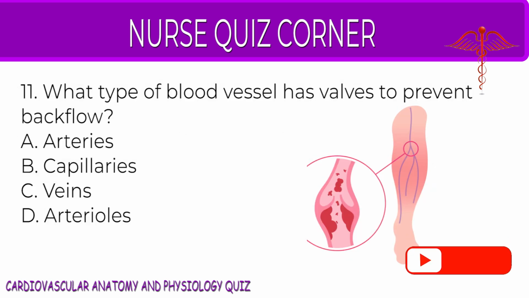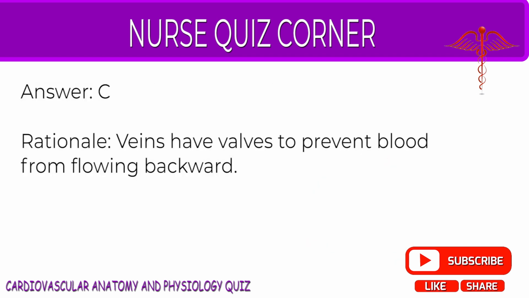11. What type of blood vessel has valves to prevent backflow? A. Arteries. B. Capillaries. C. Veins. D. Arterioles. Answer C. Rationale. Veins have valves to prevent blood from flowing backward.